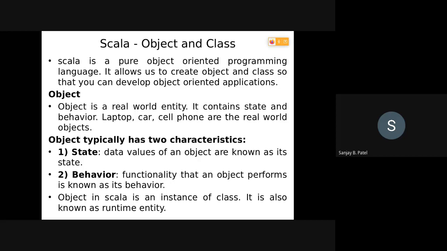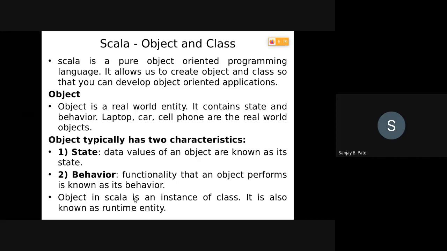Here, Scala is a pure object-oriented programming language. It allows us to create objects and classes so that you can develop an object-oriented application. Object means it is a real-world entity like a laptop, car, cell phone. These are real-world objects. It contains a state and behavior. What is a state? State means the data values of an object. And behavior is the function that an object performs.